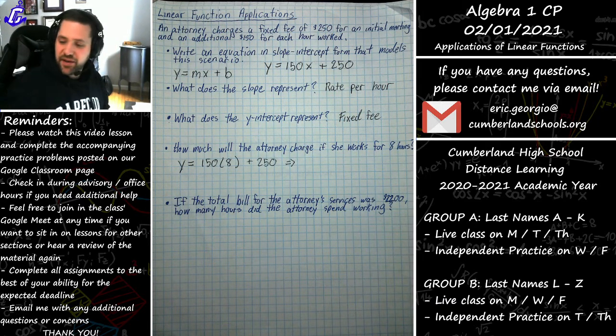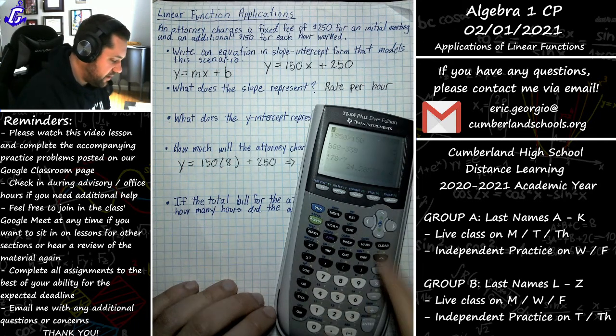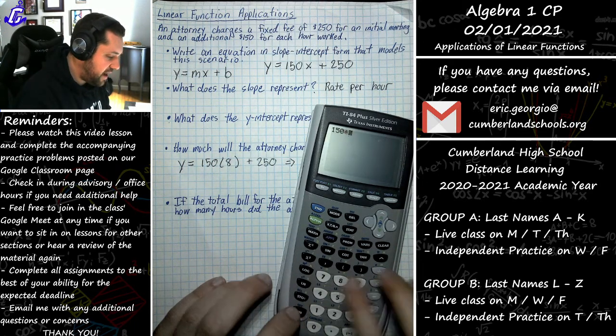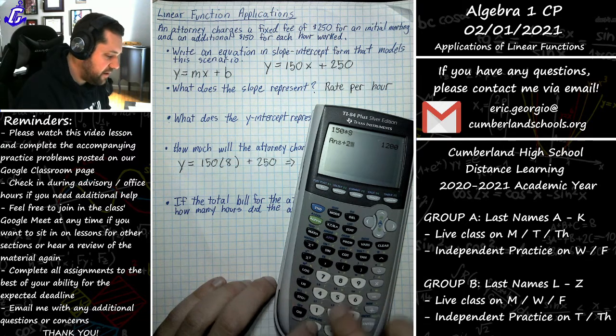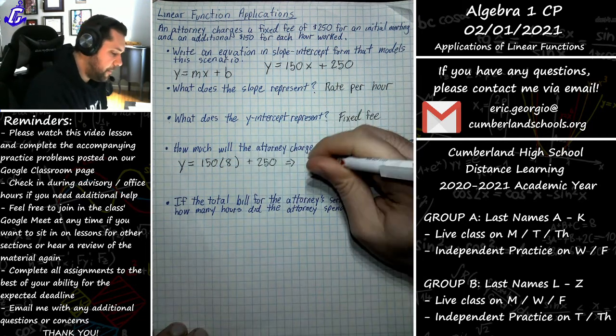So let's see what we come up with here. Could always rely on our handy dandy calculator if needed. We get 150 times 8 plus 250. We get $1,450.